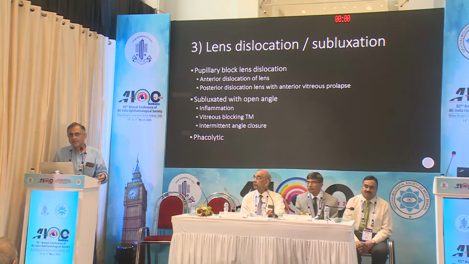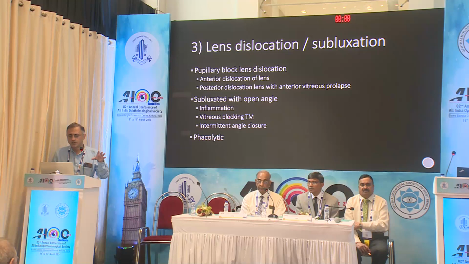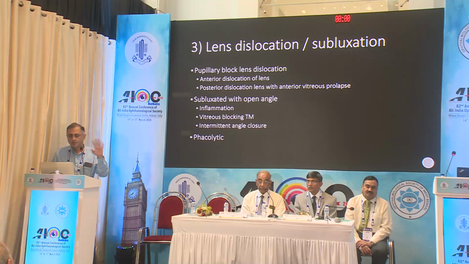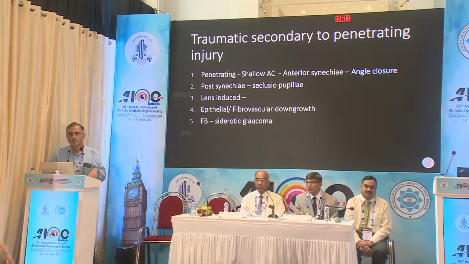The lens induced type can occur because of dislocation, which can cause the vitreous to prolapse in front and cause a sort of pupillary block. Or if it is subluxated and just vitreous comes in front, it can block the trabecular meshwork and cause glaucoma. If the anterior capsule is punctured, it can lead to a phacolytic type of glaucoma, where you need to do a cataract extraction and put in an intraocular lens.